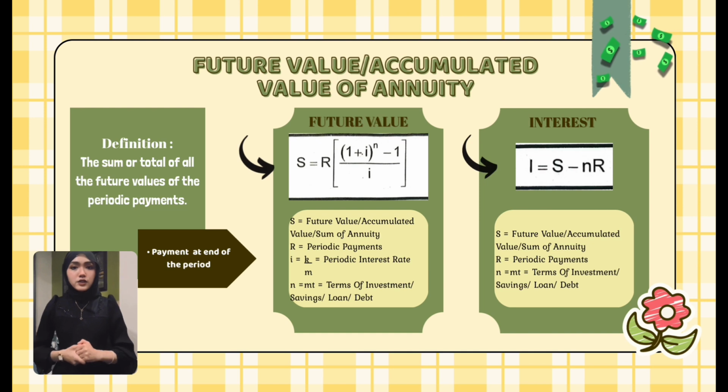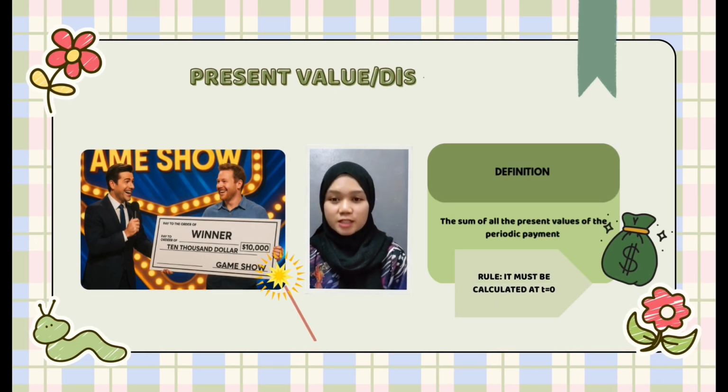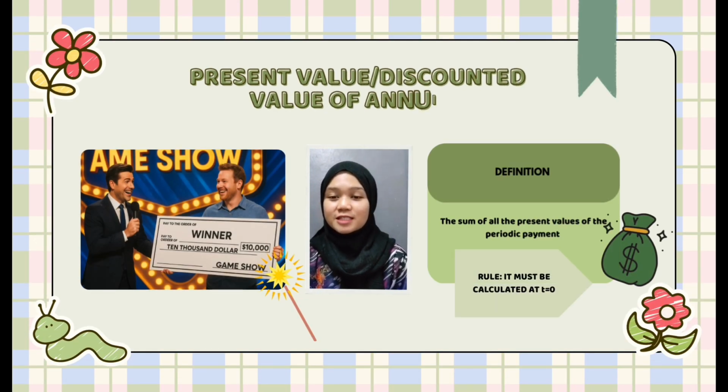From the formula of future value, we can also calculate the interest, which the formula is I equal to S minus nR.